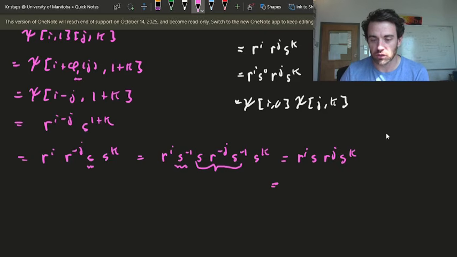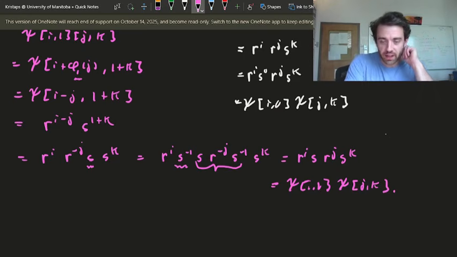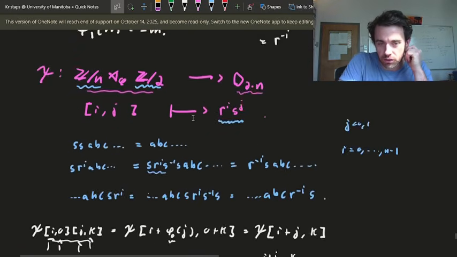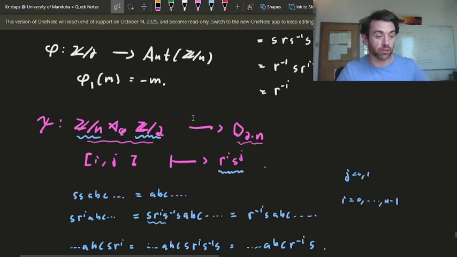And sure enough, this is exactly what we wanted. This is r^i s^1 times psi of (j, k). So that verifies it's a homomorphism, and therefore we've just seen all of the dihedral groups can actually be written as this special kind of semi-direct product.